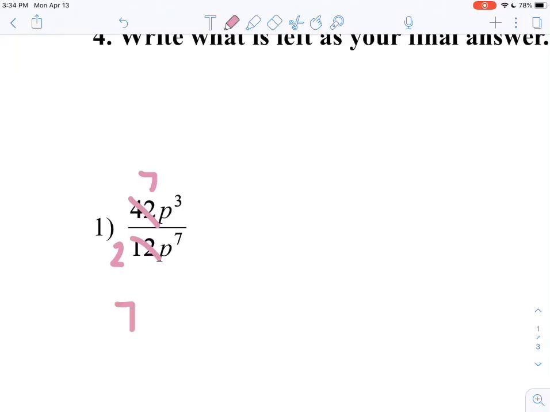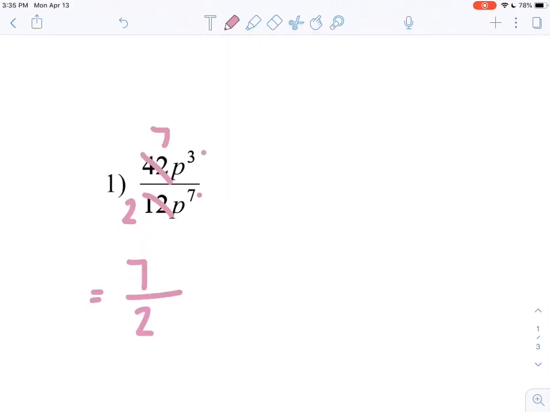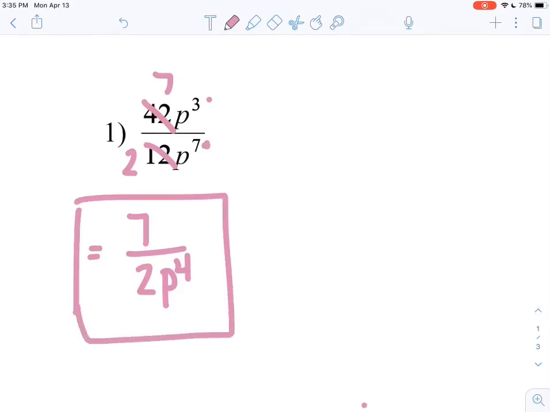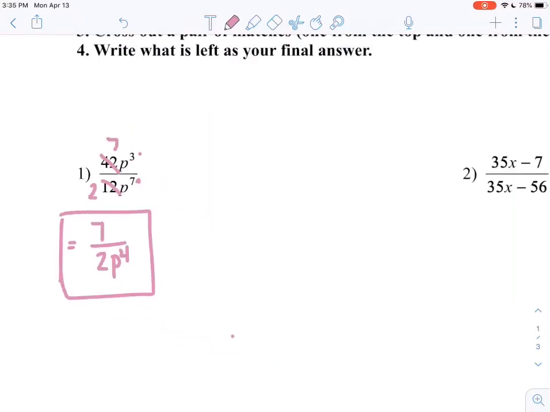So right now I have 7 in the numerator, 2 in the denominator, and then we're going to use exponent rules. Remember that? You do big minus small, so 7 minus 3, that's 4. So I have p to the 4th, but p to the 4th has to stay in the denominator because 7 is the bigger exponent between 7 and 3. Okay, and then that's your final answer. So we've actually already did problems like this before when we did exponents in the first semester.